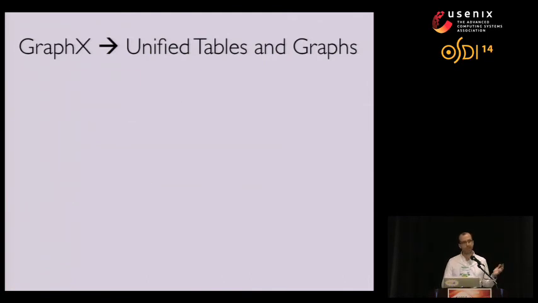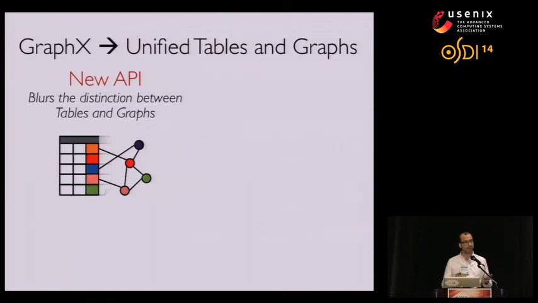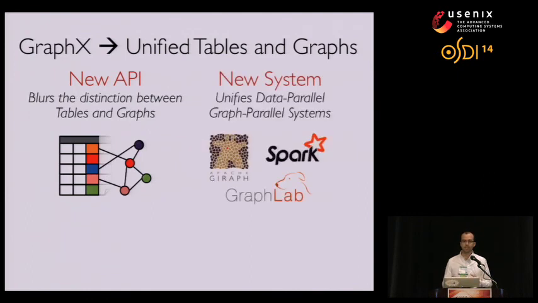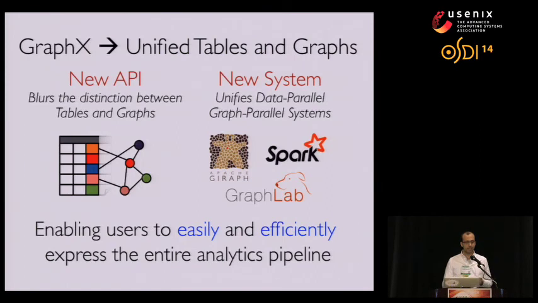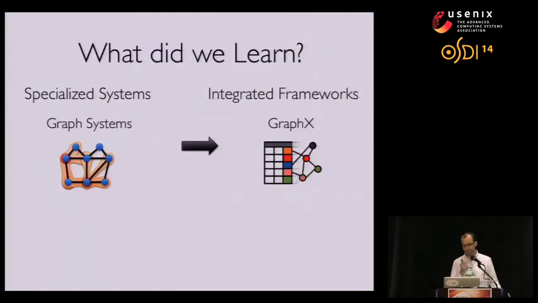It presented an API that blurs the distinction between table and graph computation, a system that leverages advances developed both in general purpose data parallel frameworks and specialized graph processing systems, enabling a user to easily and efficiently express the entire analytics pipeline. And so one more thing I want to say, what did we learn?